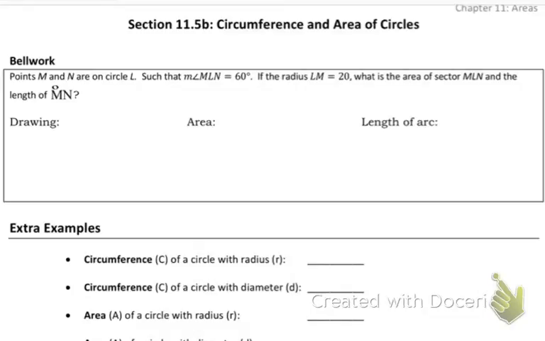Let's just go through this one. All right, we have a circle, and we have points M and N on circle L. So I'm going to go ahead and draw circle L.